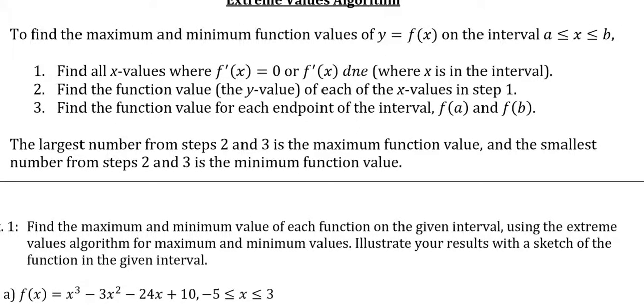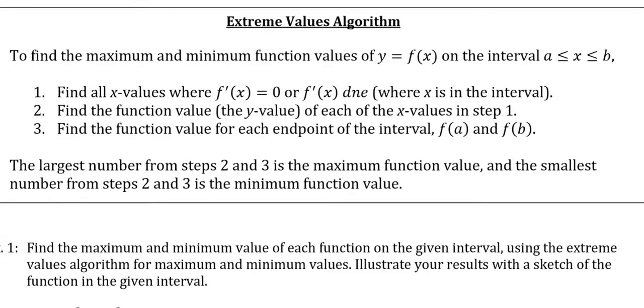So here's the algorithm to find the maximum and minimum function values, in other words, y values, of y equals f of x on the interval from a to b. It pretty much always includes a and b for this process because, like I said, I don't know how you would do it if it was up to b but not including b.